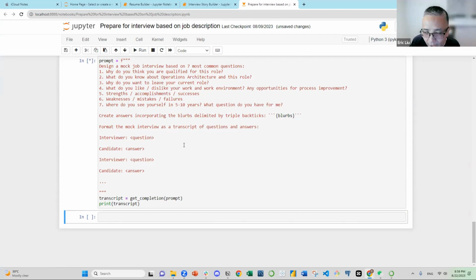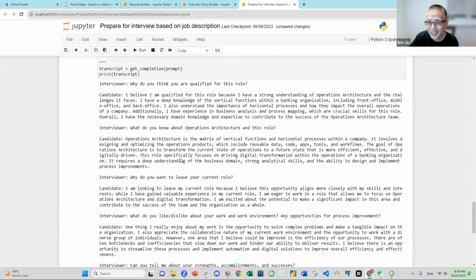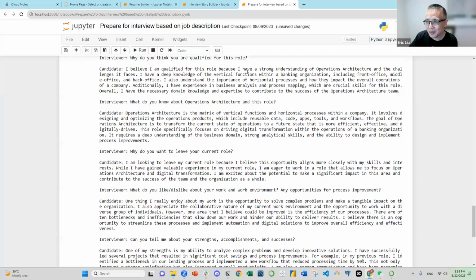This is pretty scary. Why do you think you're qualified for this role? I believe I'm qualified for this role because I have a deep knowledge of vertical functions within a banking organization, including front office, middle office, and back office. It's pretty cool, eh? What do you know about operations architecture in this role? It is the matrix of vertical functions and horizontal processes within a company, involving designing and optimizing operation products, which include reusable data, code, apps, tools, and workflows.